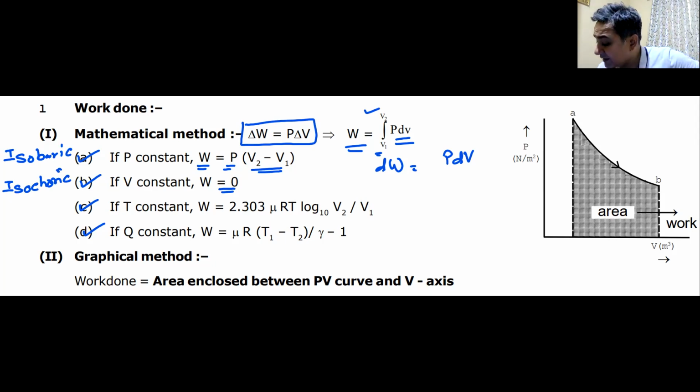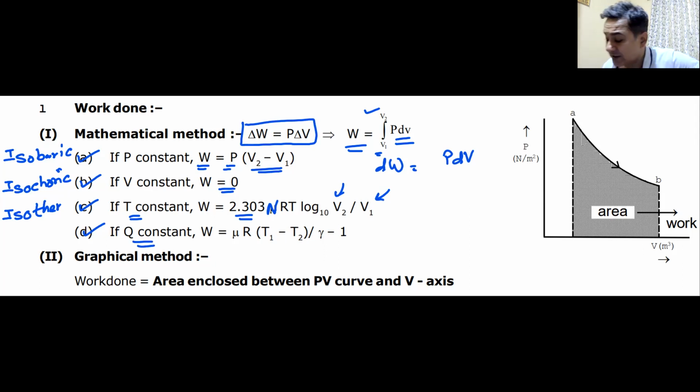The third one is temperature is constant. It is known as isothermal. Isothermal. And this is the formula: 2.303 nRT log to the base 10 V2, which is the final volume, divided by V1, which is the initial volume. You will have to remember this formula. There is no other way. Do we understand this?